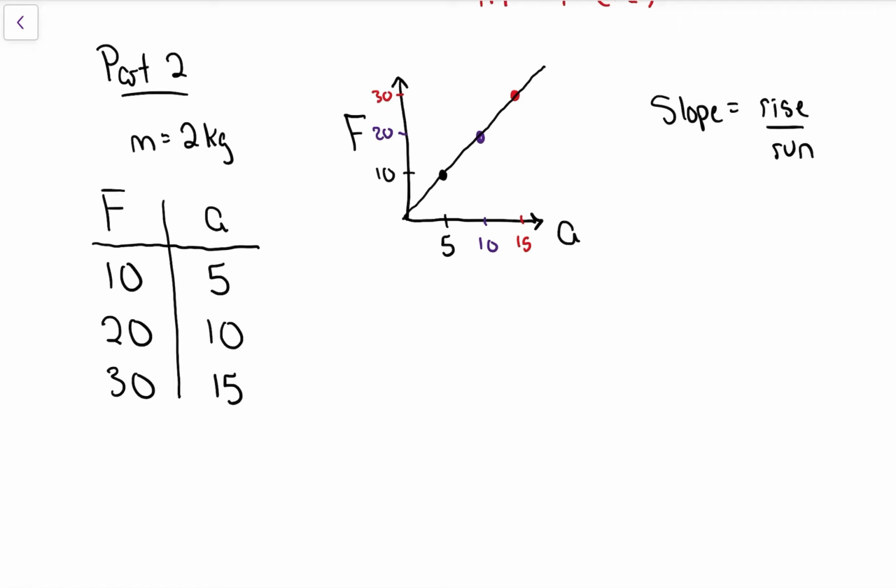Based on this data, I'm going to go with that second point again, do that cool triangle thing. My run was 10. With a run of 10, my rise was 20. So I can say my slope is a rise of 20 over a run of 10. So my slope equals 2. And hey, that looks familiar. That's the mass that I used.